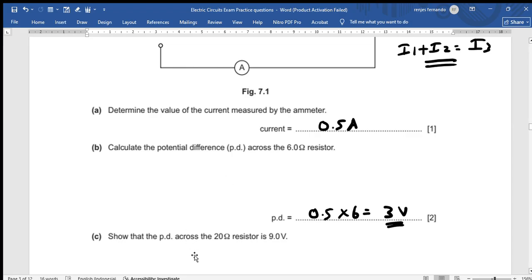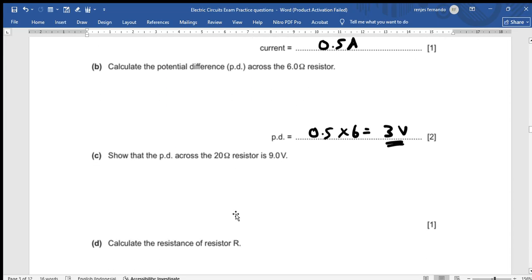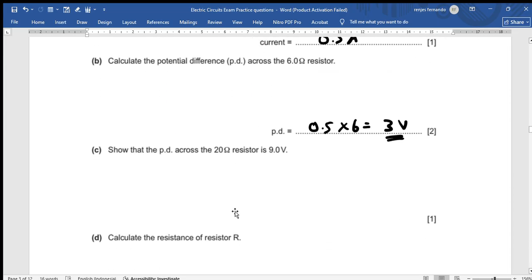Show that potential difference across the 20 ohm resistor is 9 volt. Across 20 ohm, wait, not identical actually. This is 3 volt. Of course, this one will be 9 volt, and this one will be 9 volt, because 12 minus 3 will be 9 volt.